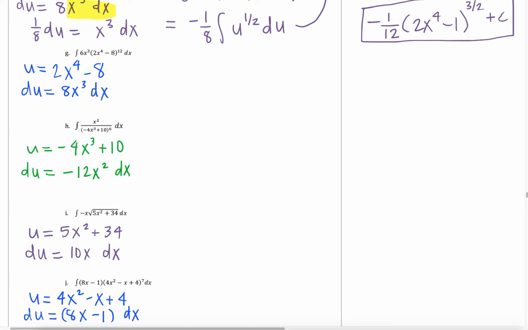So tonight after the video, why don't you set up all of these integrals in terms of u, then find your antiderivatives, and we'll check those all together at the start of class tomorrow.